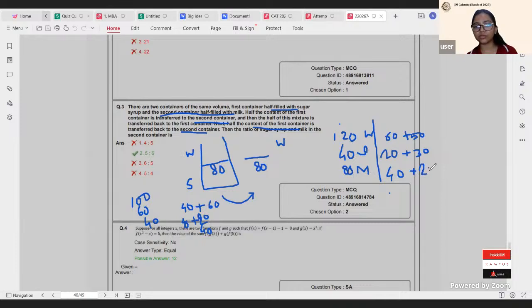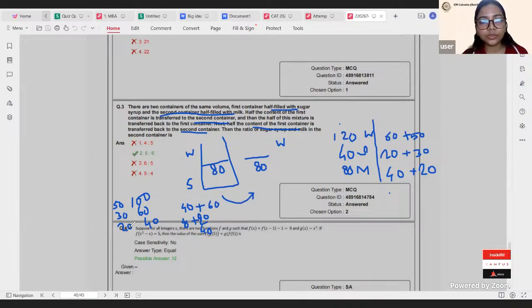And consequently, all the contents of the first container will also be halved. This will be around about 50. This will be 30, and the other will be 20. So that's basically water, sugar syrup, and milk in this order.